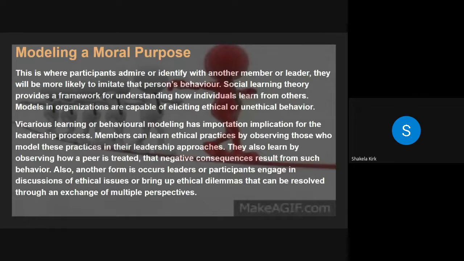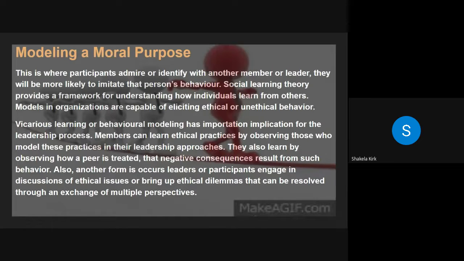Modeling a moral purpose. This is where participants admire or identify with another member or leader. They will be more likely to imitate that person's behavior. Social learning theory provides a framework for understanding how individuals learn from others. Models in organizations are capable of eliciting ethical or unethical behavior. Vicarious learning or behavioral modeling has an important implication for the leadership process.